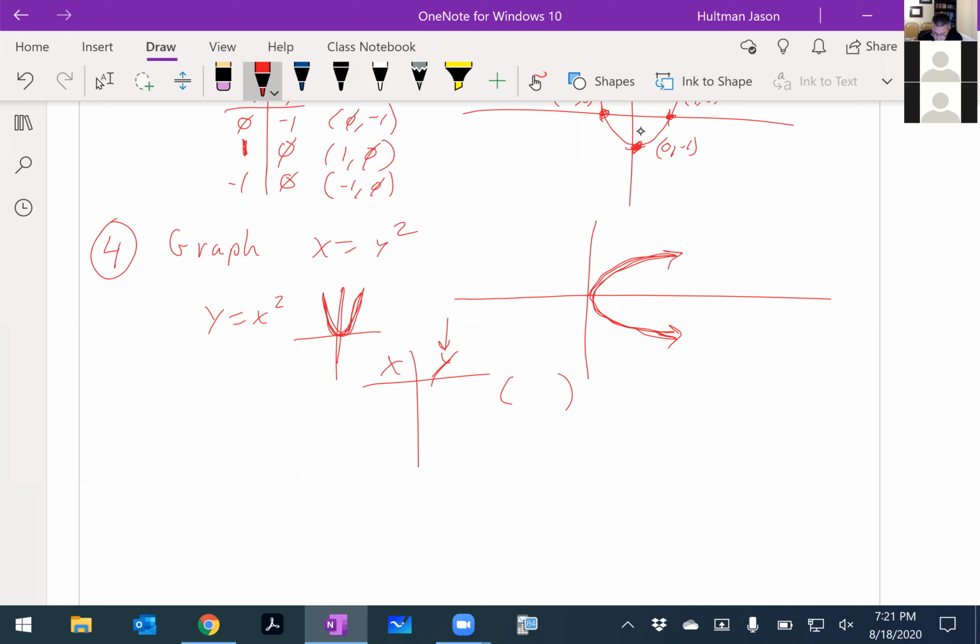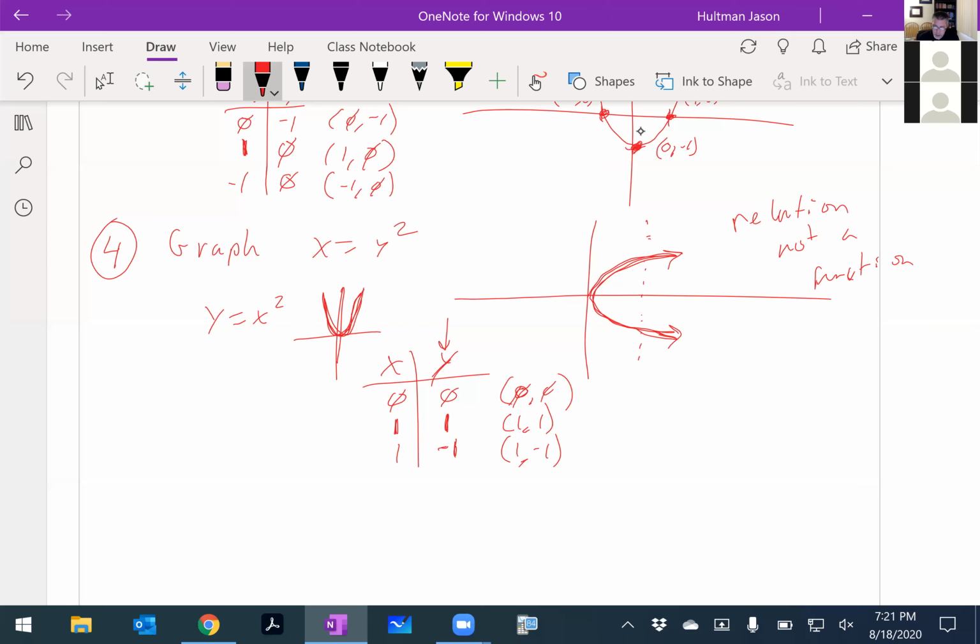Okay, so if y is 0, then what's x? Well, x is 0. So that's 0, 0. Right? If y is 1, then what is x? Well, it's 1. But if y is negative 1, then what's x? Well, it's still 1. Right? So this is at 1, 1, and at 1, negative 1. Okay, so this is not a function. This is something called not a function. Okay, it's a relation, not a function.